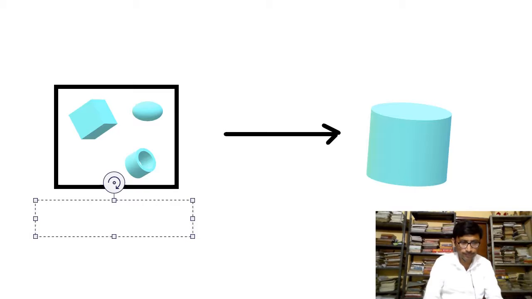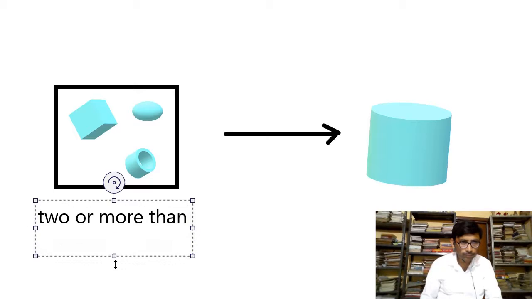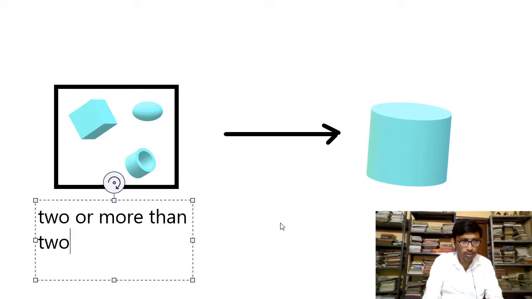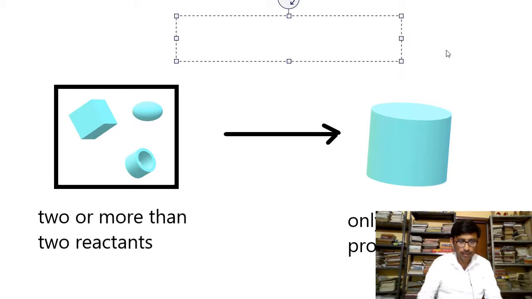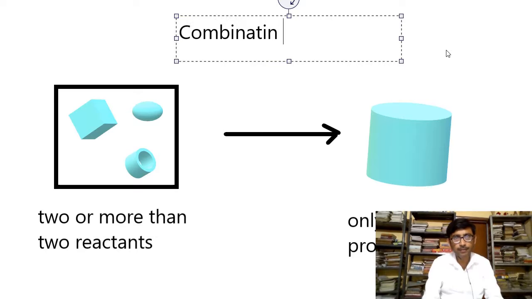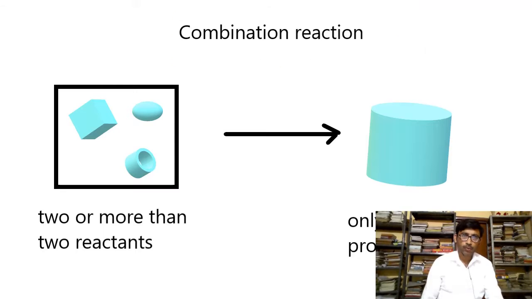So here there are two or more than two reactants, and here on the right hand side there is only a single product, and such a kind of reaction is called a combination reaction. We'll take a look at an example of such a reaction.